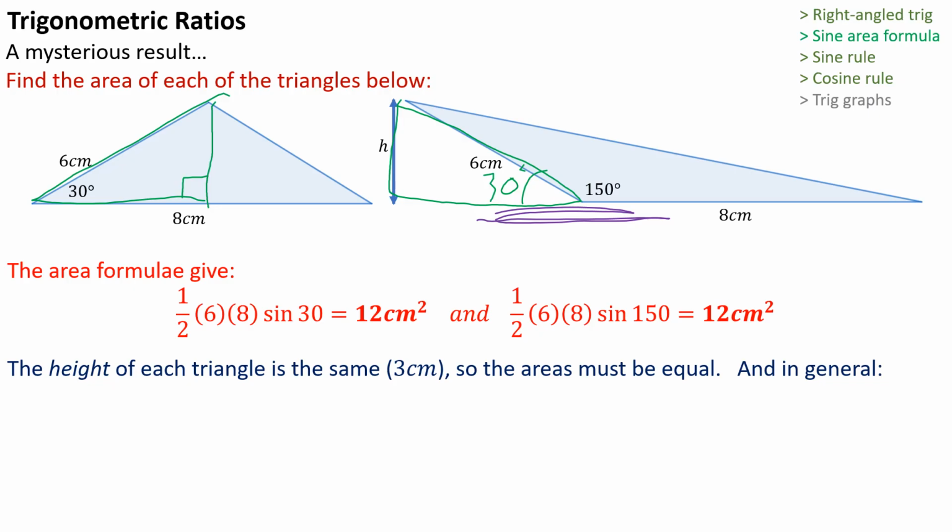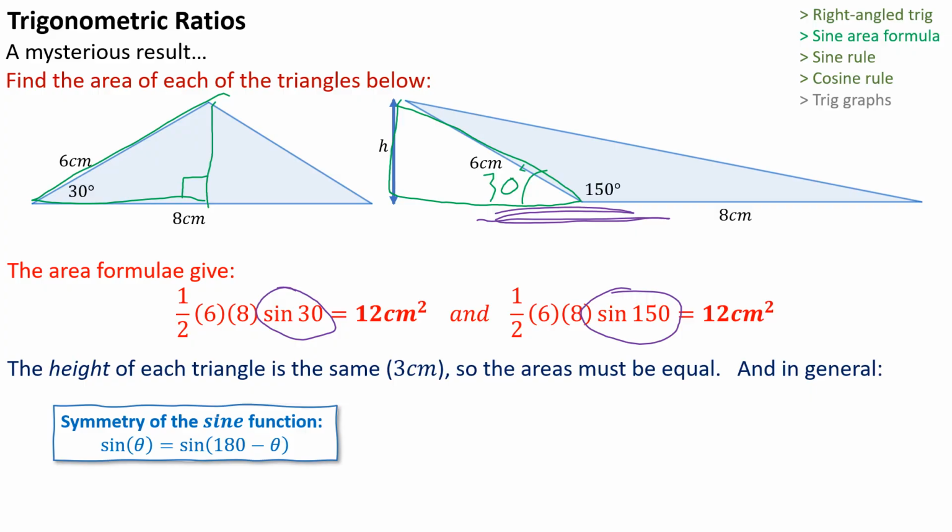And we can see that in the formula, when we did half of 6 times 8 times sine 30, and then half of 6 times 8 times sine 150, we got exactly the same answers. That's because sine 30 is a half, and so is sine 150. And in general, we can make use of this result. It's an example of symmetry within a function. Different inputs giving the same output.